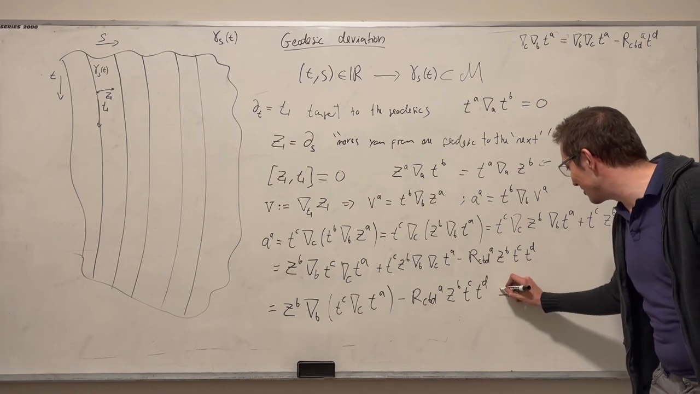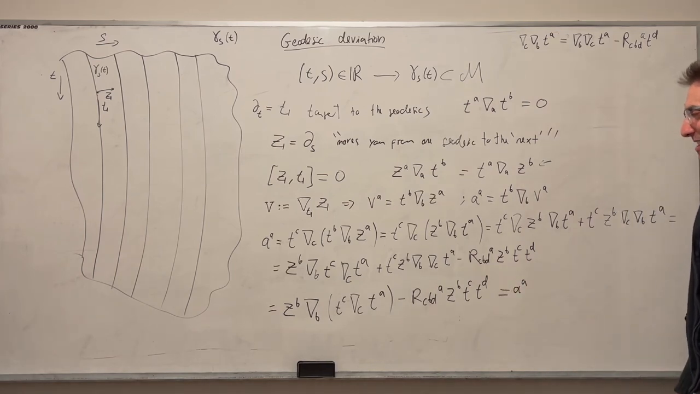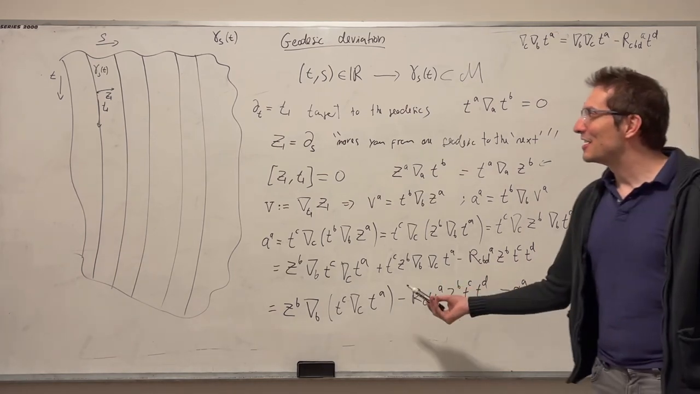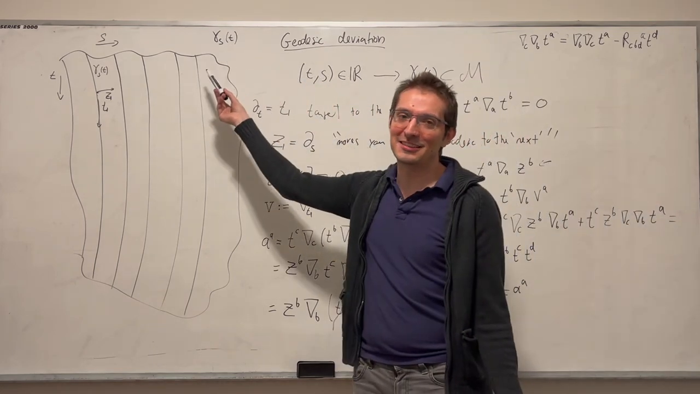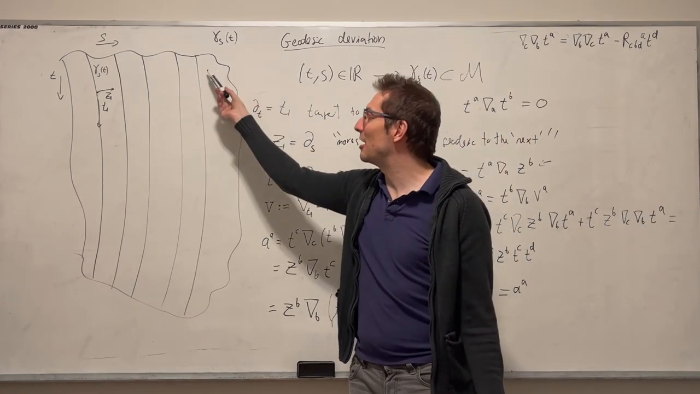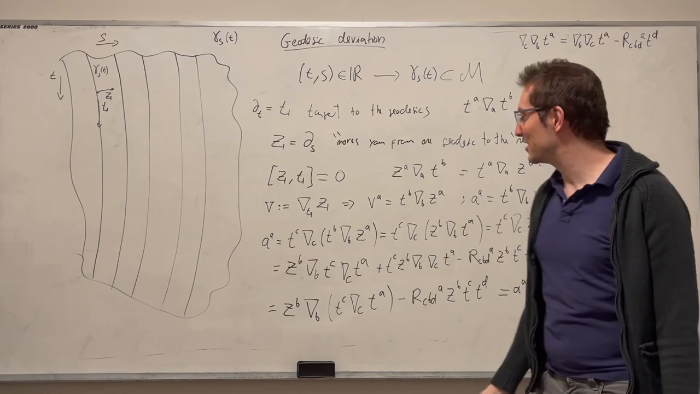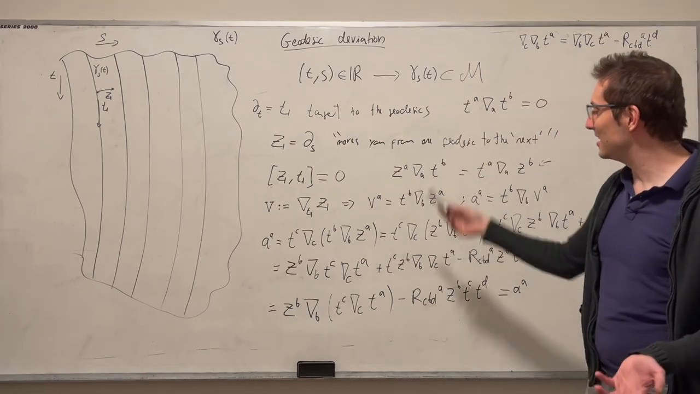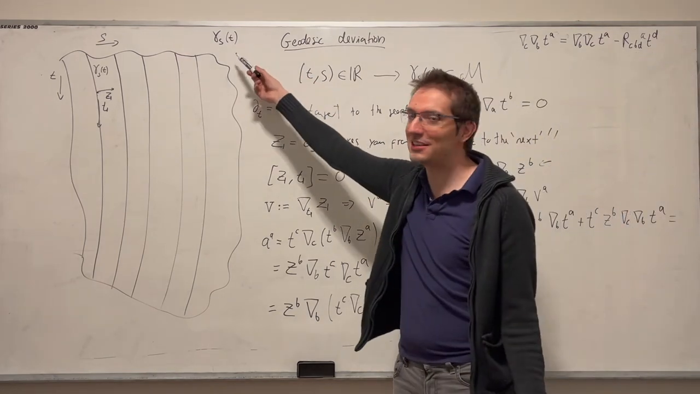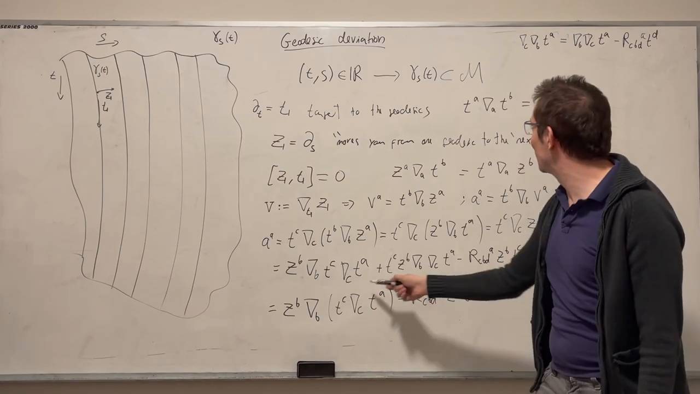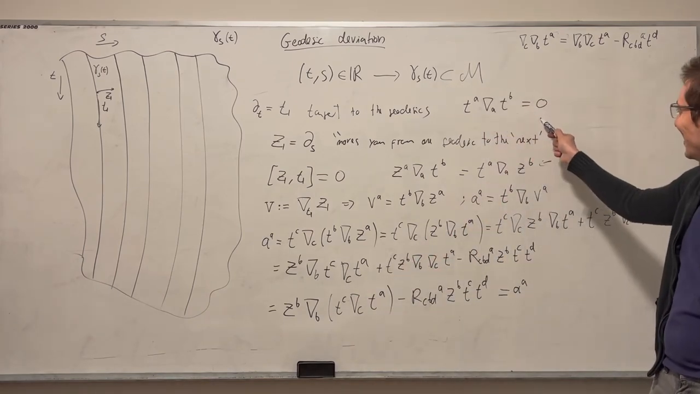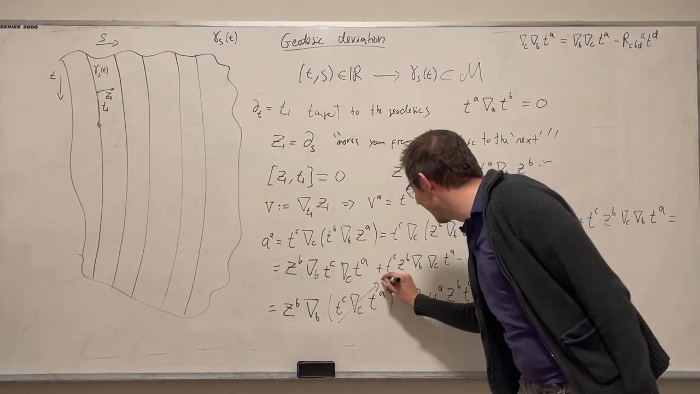This is the acceleration vector. Now, why does it simplify? Because these gammas are geodesics. So T is the affine parameter of these geodesic curves. Because this T is the affine parameter, these are geodesics, and this satisfies the geodesic equation that I have right here. So this thing is exactly zero.